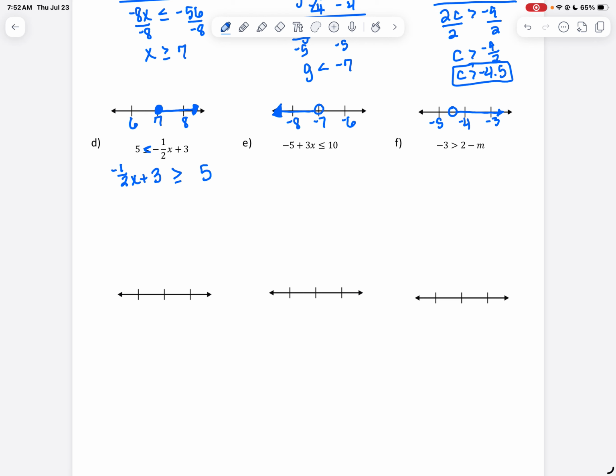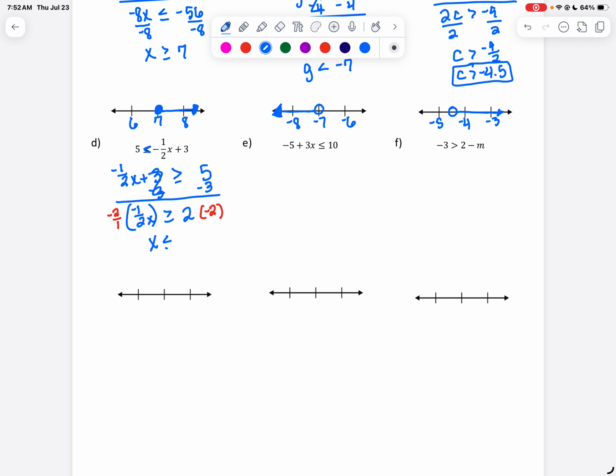Now, from here, we'll subtract 3. So negative 1/2 x, the 3's zero out, is greater than or equal to 5 minus 3 is 2. Now, to get rid of a fraction, we multiply by the reciprocal. And the reciprocal of negative 1 over 2 is negative 2 over 1. And remember, when we multiply or divide by a negative, we must reverse the symbol. So x would now be less than or equal to negative 4.